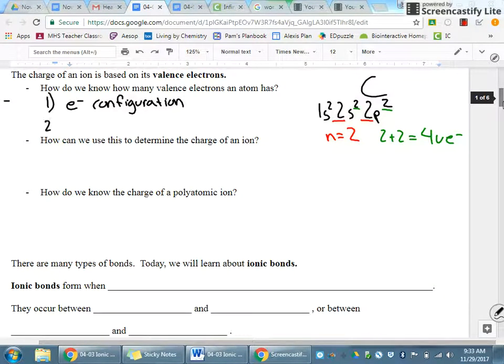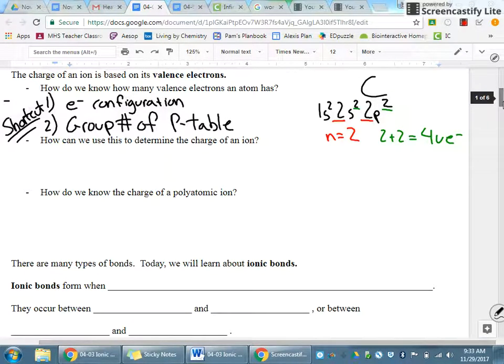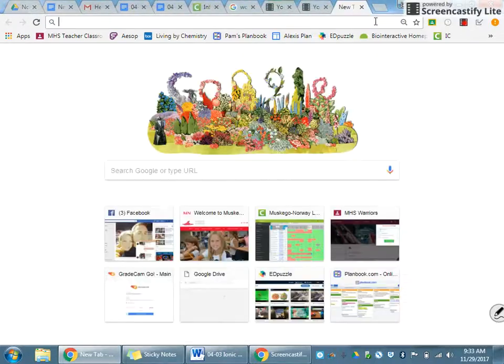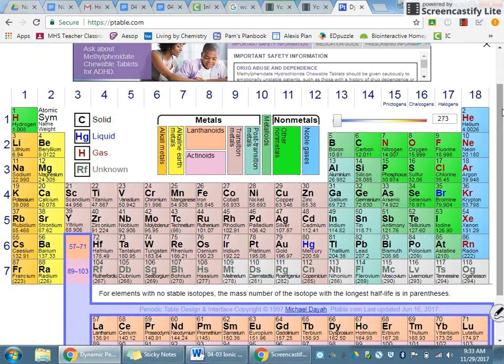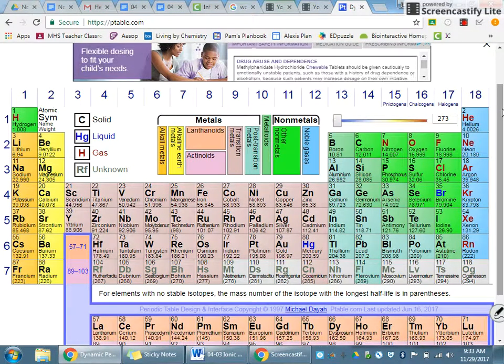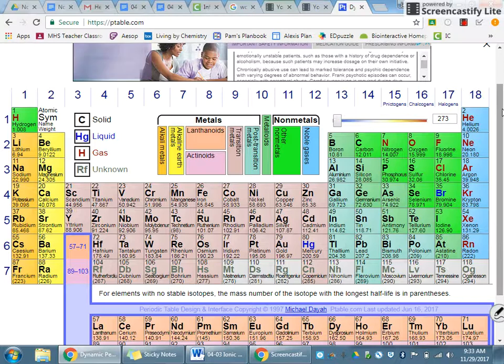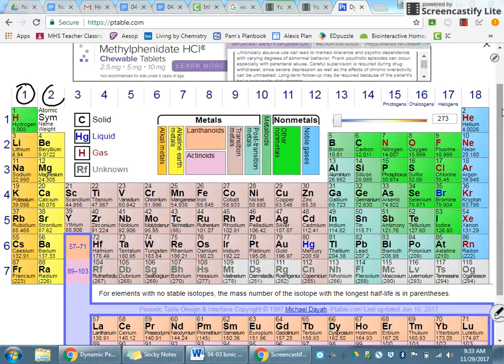Another way you could do it is by looking at the group number on the periodic table. This is our shortcut. So what does that look like? Well, let me show you a picture of a periodic table. If you guys don't know me, I love using ptable.com. I think it's pretty awesome. I would recommend that you use it. So let's take a look at this beautiful periodic table. You can see that everything is labeled, right? We've got 1, 2, 3, 4, etc.